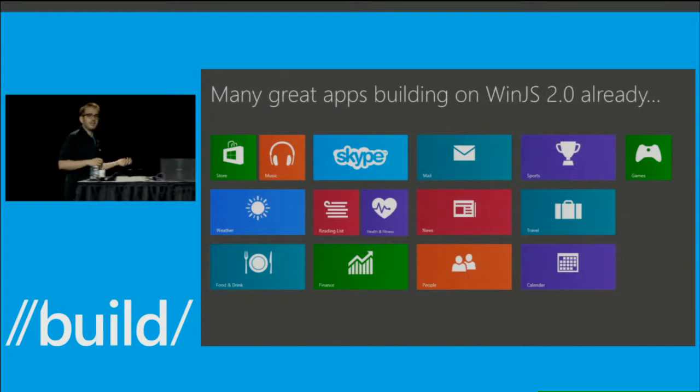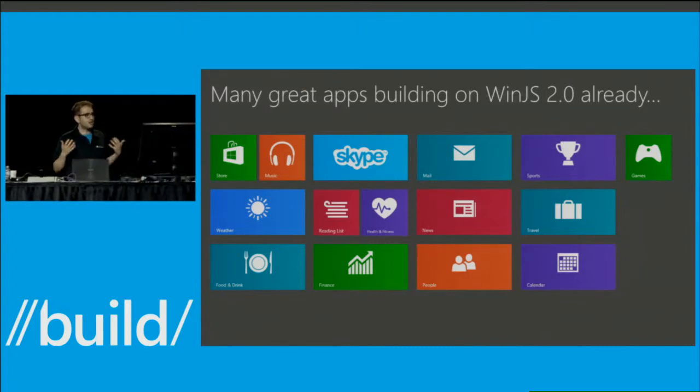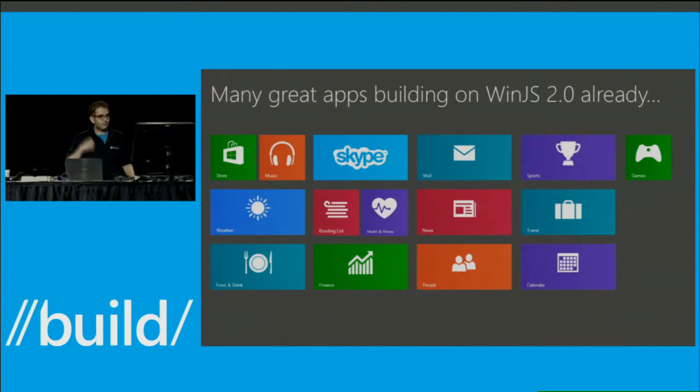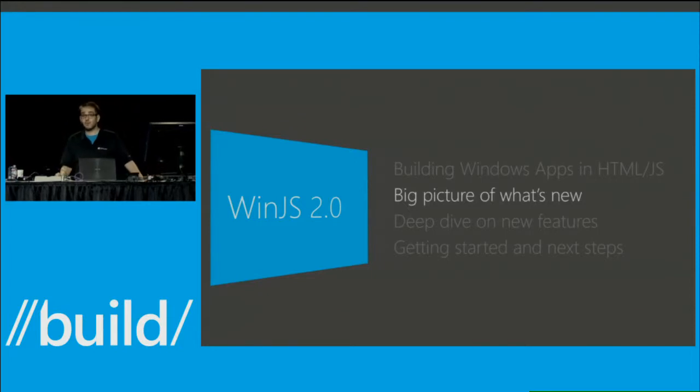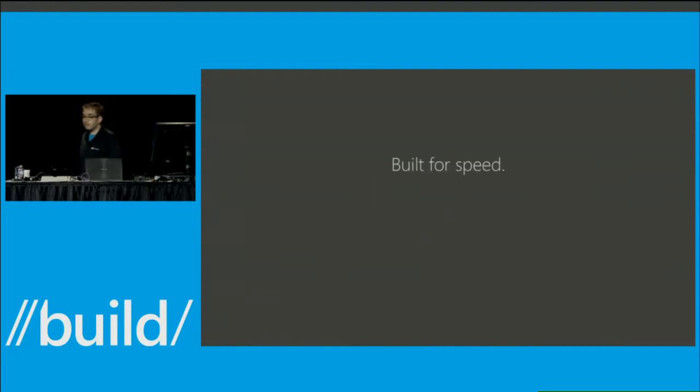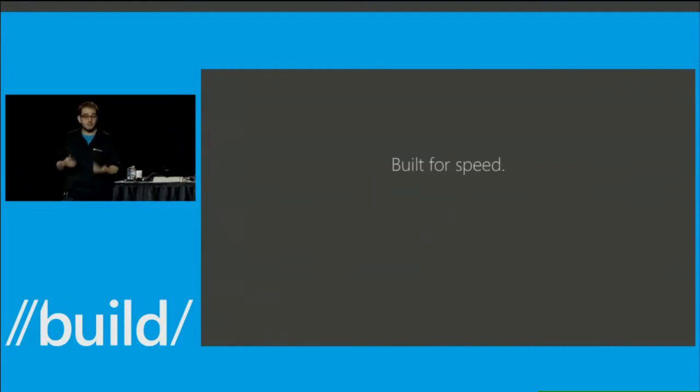So why are all these apps excited about WinJS 2? What does WinJS 2 give them that gets all these people excited about making their apps for it? Well, let's look at the big picture of what's new. And I think there's really 4 key things to take away that we've done in WinJS 2. First is it's built for speed. Performance has been a top-of-mind concern for us in everything that we've done this release, and you'll immediately see it when you start using WinJS 2 to make apps.